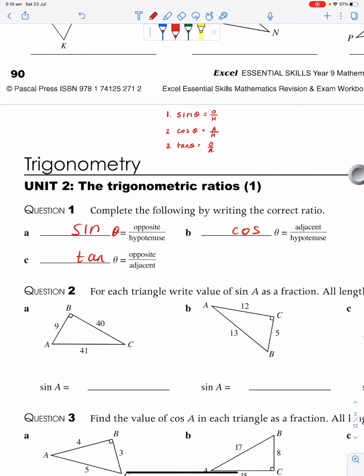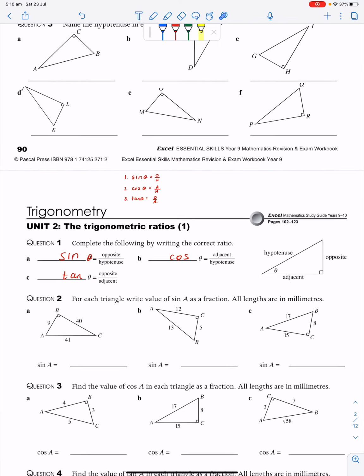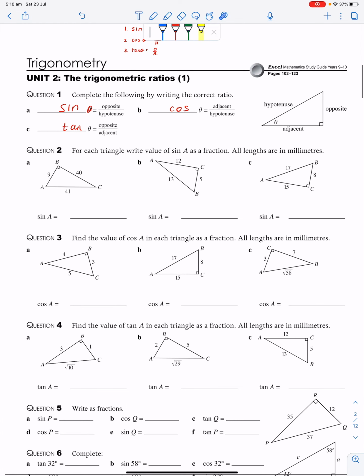Now, by the way, you can never write sine without attaching the angle. So sine on its own, or sin as some people call it, it's always got to have an angle attached to it, because only sine of the angle is equal to opposite over hypotenuse, not just sine on its own. It makes no sense. Let's have a look at question 2 now on this page, and you will see exactly what we're talking about.